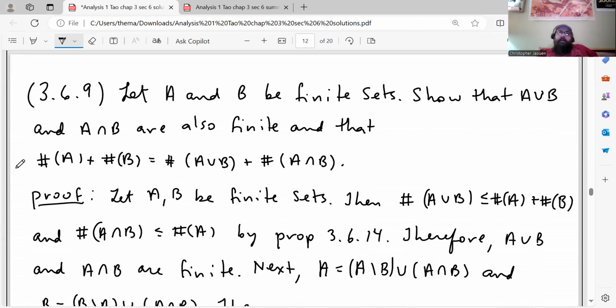All right, next one, 3.6.9. Let A and B be finite sets. Show that A union B and A intersect B are also finite, and that the cardinality of A plus the cardinality of B is equal to the cardinality of A union B plus the cardinality of A intersect B.